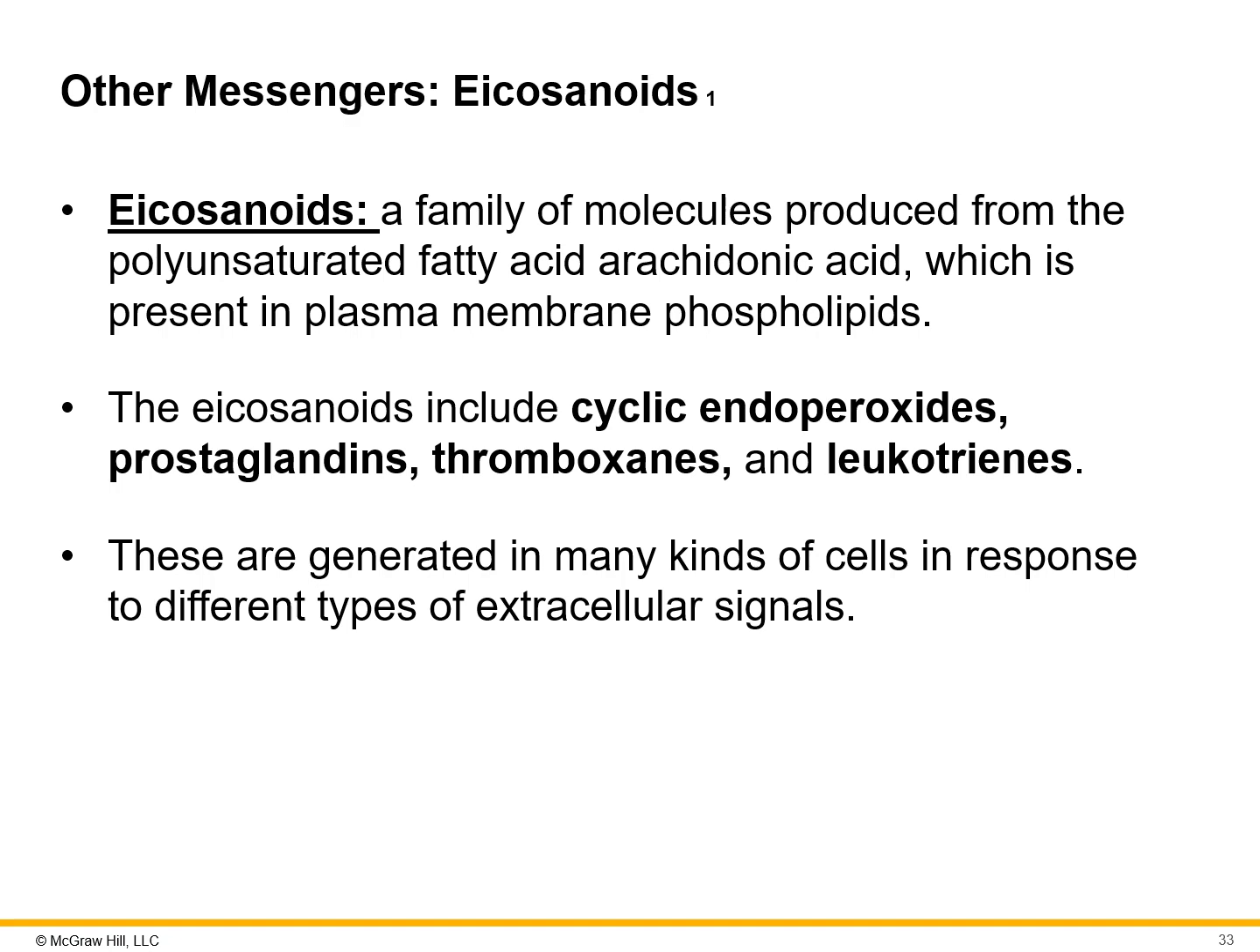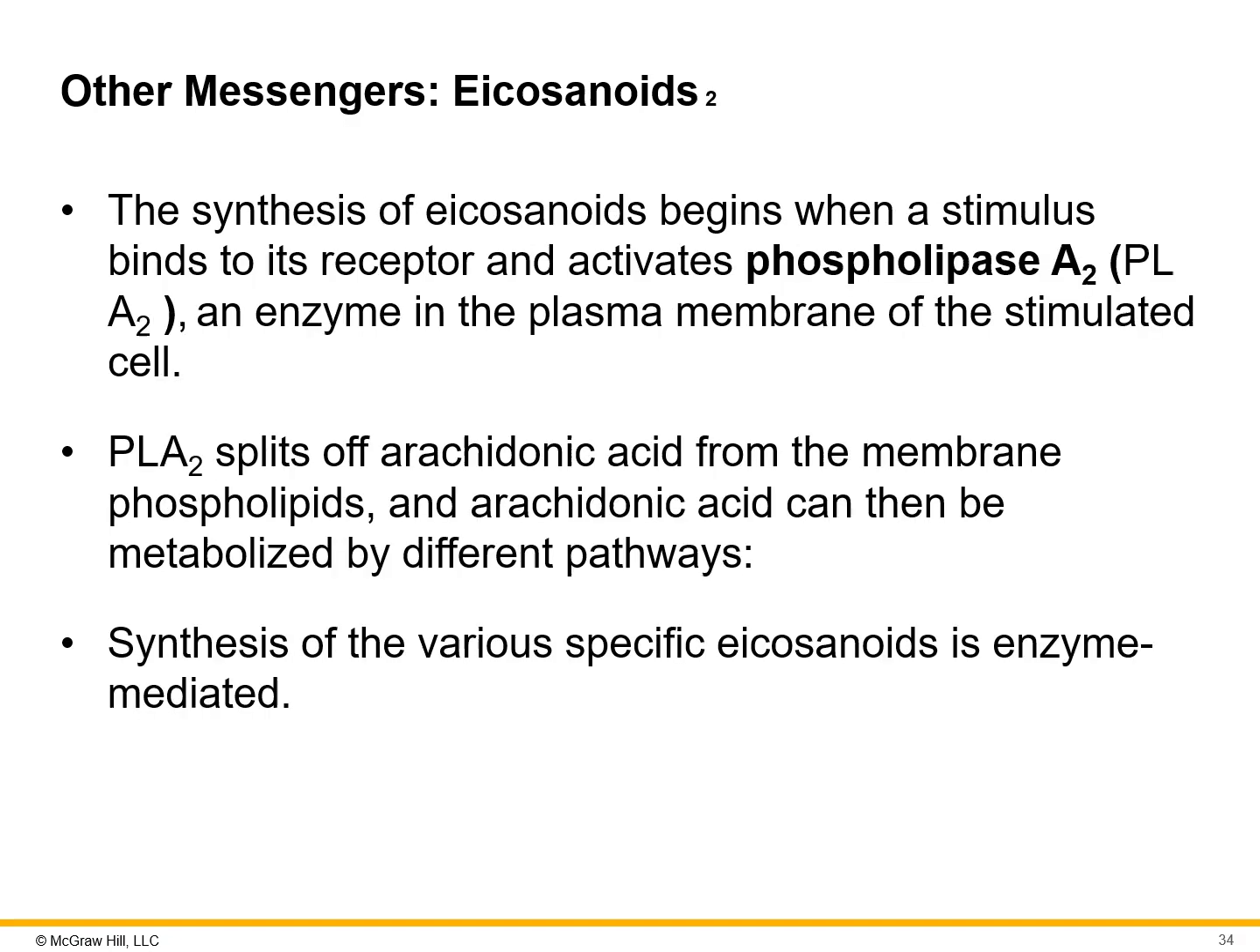Some other messengers are called icosanoids, and they're a family of molecules produced from the polyunsaturated fatty acid arachidonic acid, which is present in plasma membrane phospholipids. So we know that the plasma membrane is made up of phospholipids. Inherently, they contain these types of messengers. And you do not need to know the specific names of these. They're generated in many kinds of cells in response to extracellular signals.